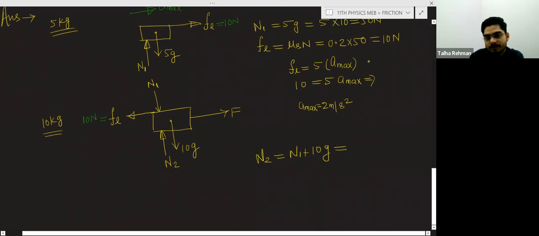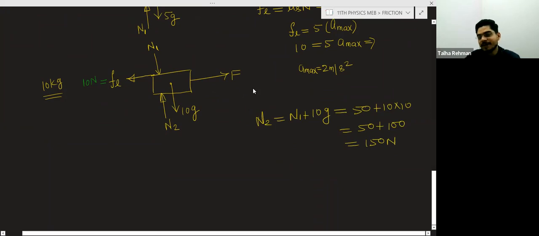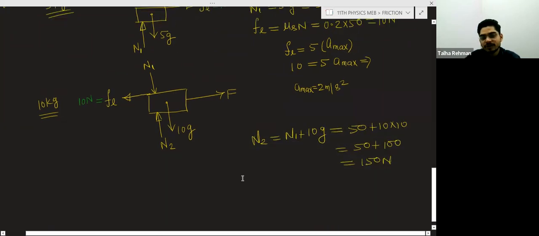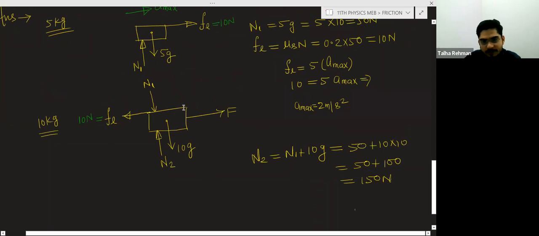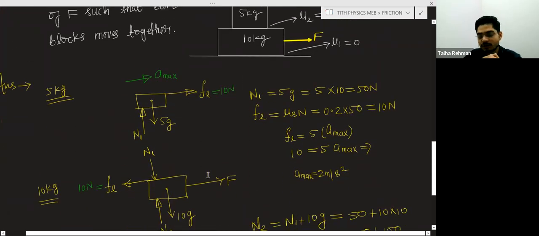So what is the value of N1? N1 is 50, and 10g means 10 into 10, so it will be 50 plus 100, so N2 will be 150 Newton. There is no requirement of N2 now, because we want the friction force on this surface. We have to calculate the friction force on this surface, not on this surface, because this surface is smooth, that is why there is no requirement of N2.